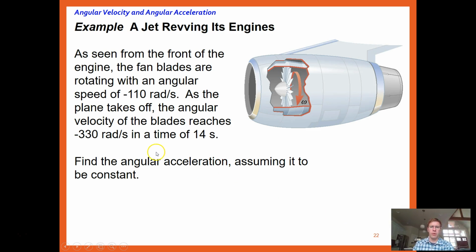So quick example problem for you all here, all right? Here's a jet engine. It's going to be revving up, okay? So let's say that these fan blades, they're rotating at an angular velocity of -110 radians per second, because they're going in a clockwise direction. Now, the plane's getting ready to take off, so it needs to get those blades spinning faster. They want to get it up to an angular velocity of -330 radians per second, and this will need to occur in 14 seconds. Based on that information alone, what is the angular acceleration? Let's assume that it's constant, or really just say that we're finding the average angular acceleration.